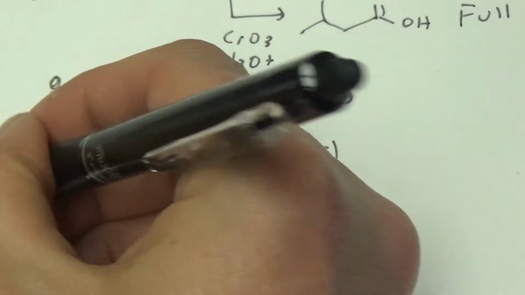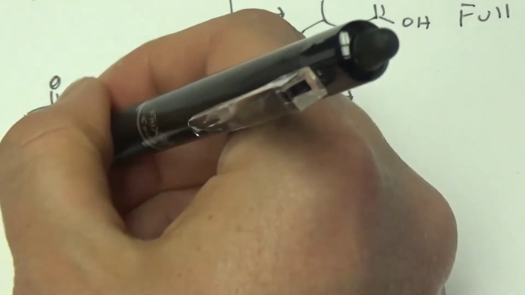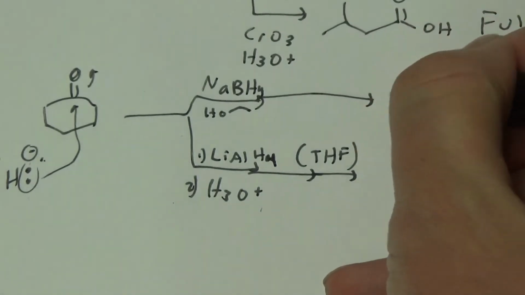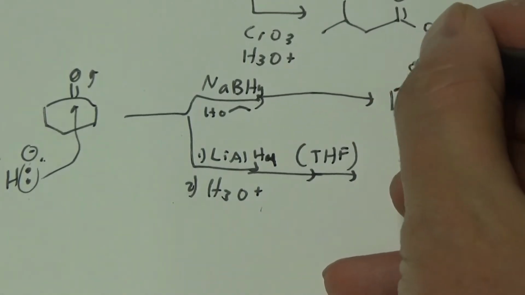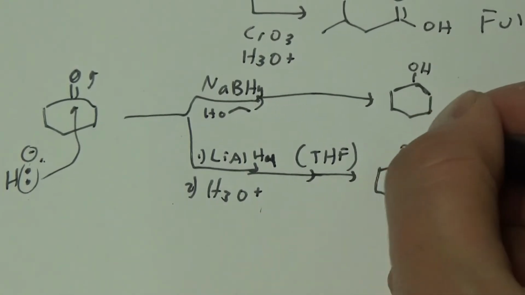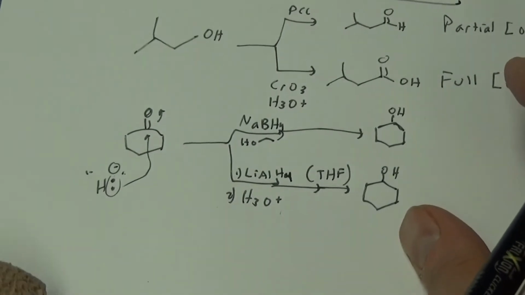Both of these, it's essentially an H minus. And the end product is an alcohol, a secondary alcohol. Okay, so that's a little bit of review also for the hydride.